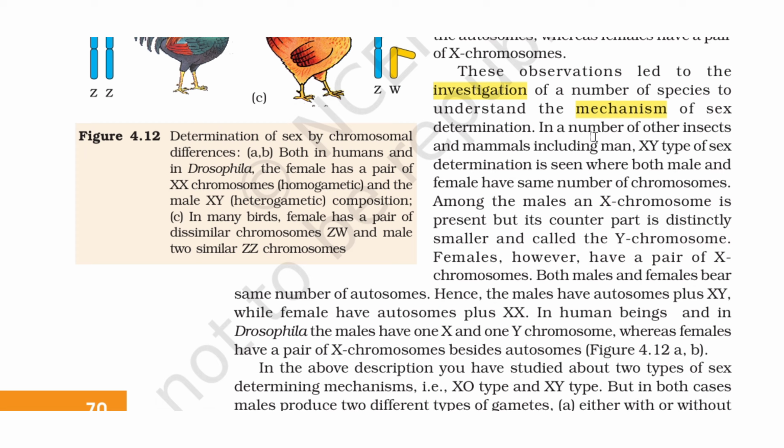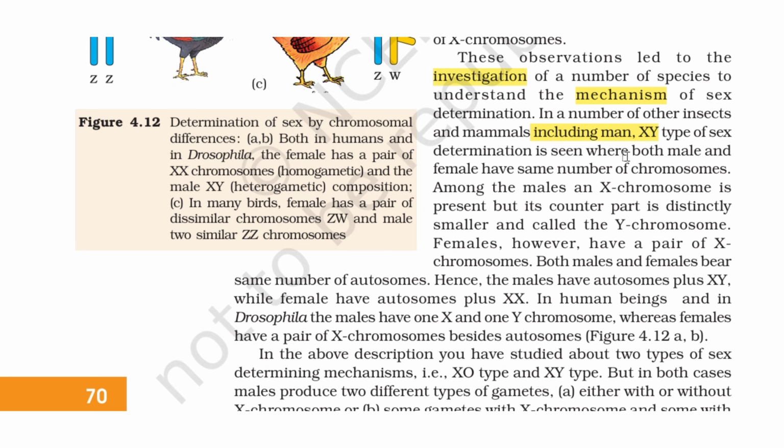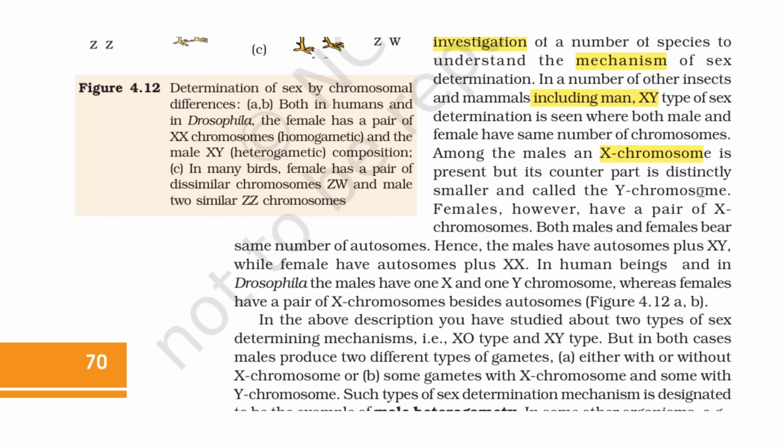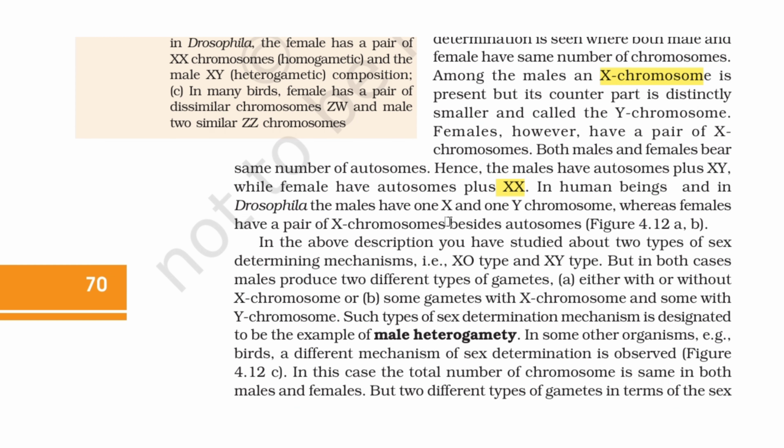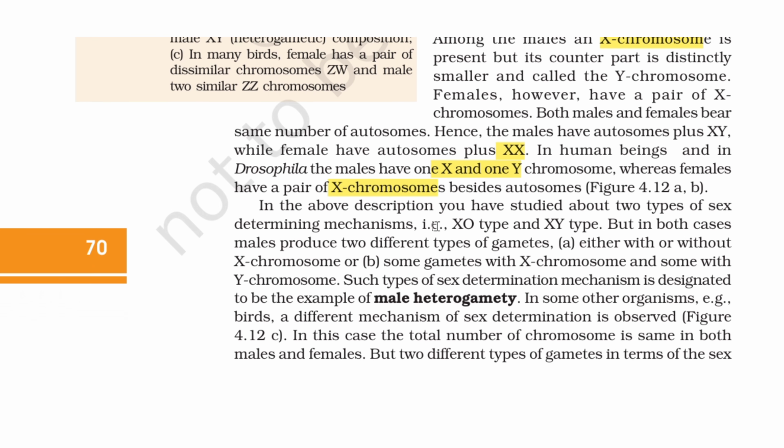In a number of other insects and mammals including man, XY type of sex determination is seen, where both male and female have the same number of chromosomes. Among the males an X chromosome is present, but its counterpart is distinctly smaller and called the Y chromosome. Females, however, have a pair of X chromosomes. Both males and females bear the same number of autosomes. Hence, the males have autosomes plus XY, while females have autosomes plus XX. In human beings and in Drosophila, the males have one X and one Y chromosome, whereas females have a pair of X chromosomes besides autosomes, figure 4.12a, b.